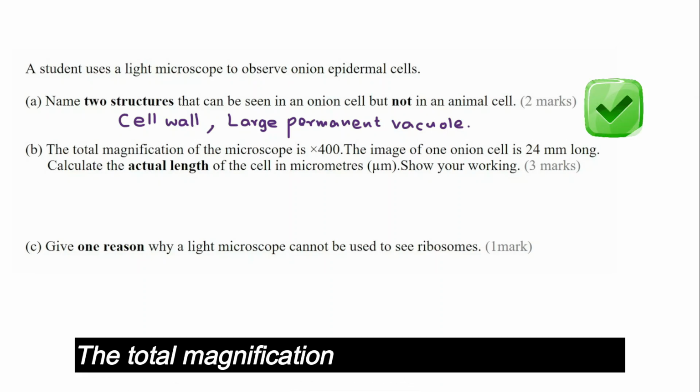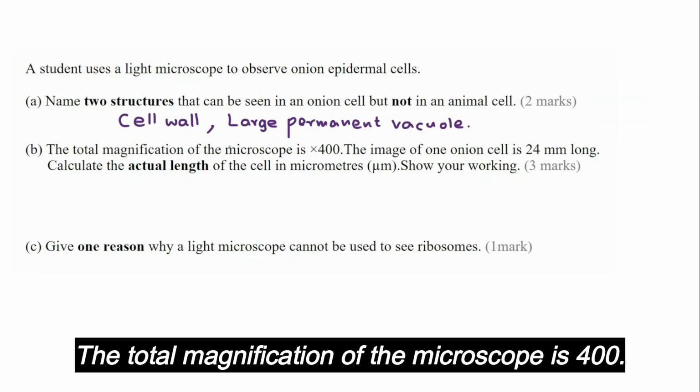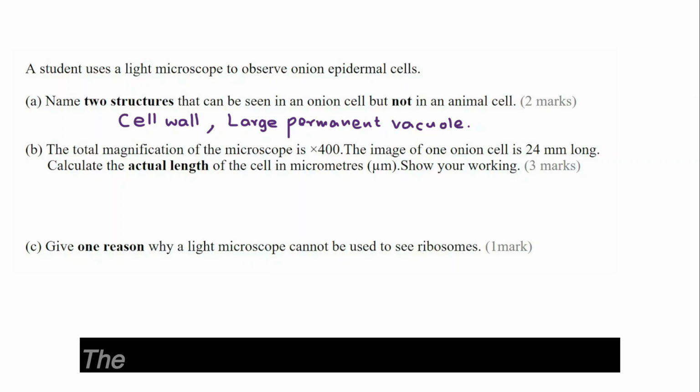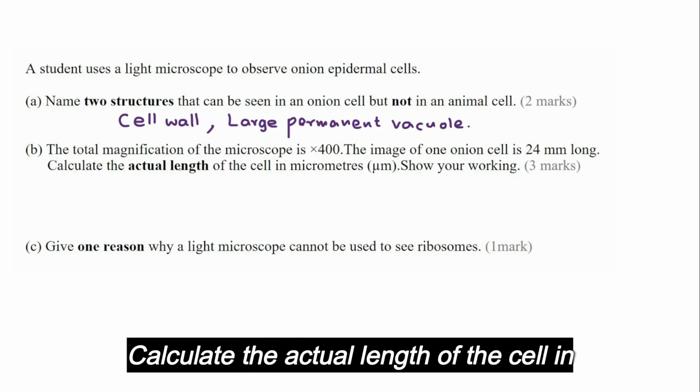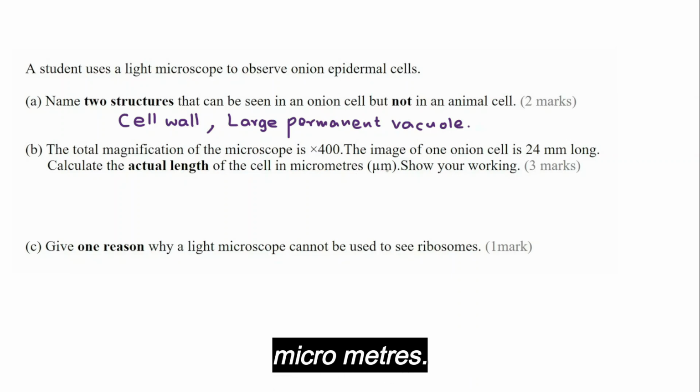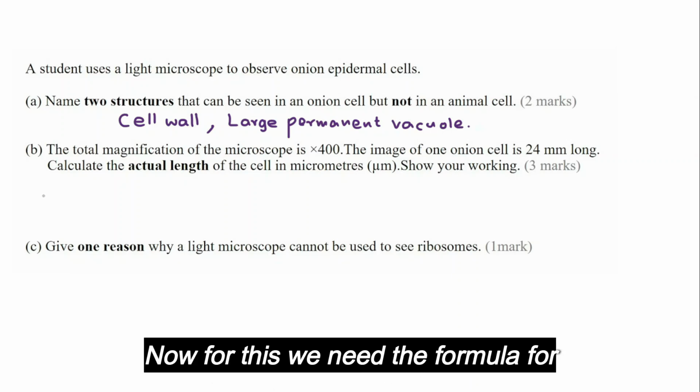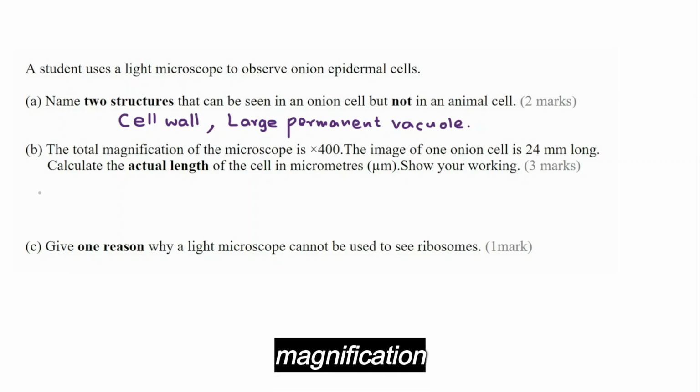Part B. The total magnification of the microscope is 400. The image of one onion cell is 24 millimeters long. Calculate the actual length of the cell in micrometers. Now for this we need the formula for magnification.